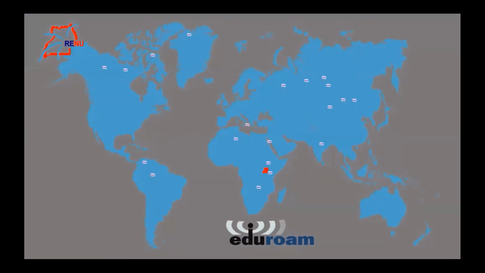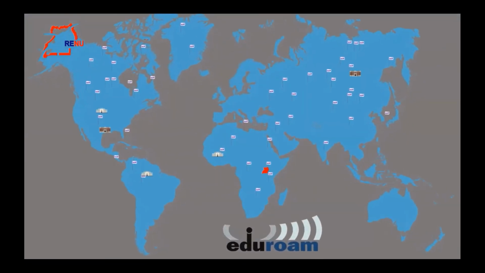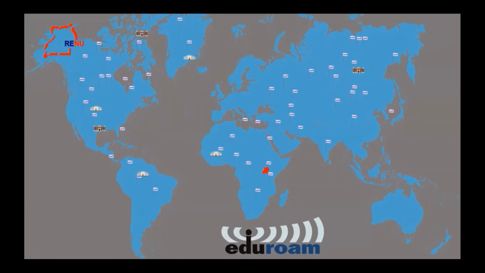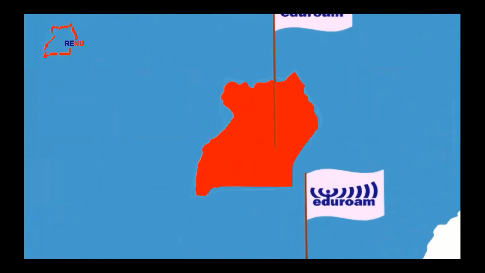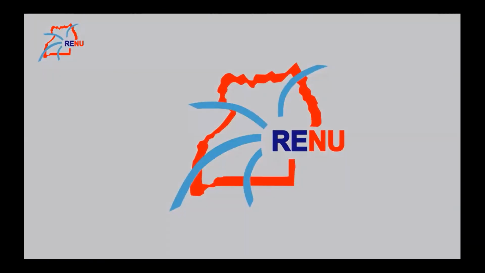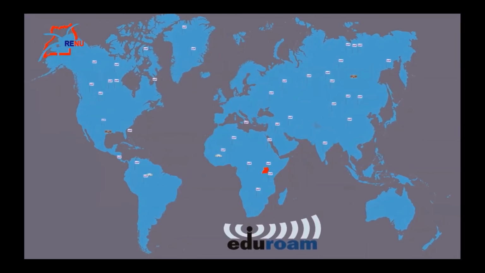Eduroam is currently deployed in over 100 countries globally in various education and research institutions and even airports, public libraries, and museums. In Uganda, it is provided through RENU. With this global footprint, don't let your staff members connect to random wireless networks when they travel. Eduroam is your answer. For more information on Eduroam, please contact the RENU Secretariat.